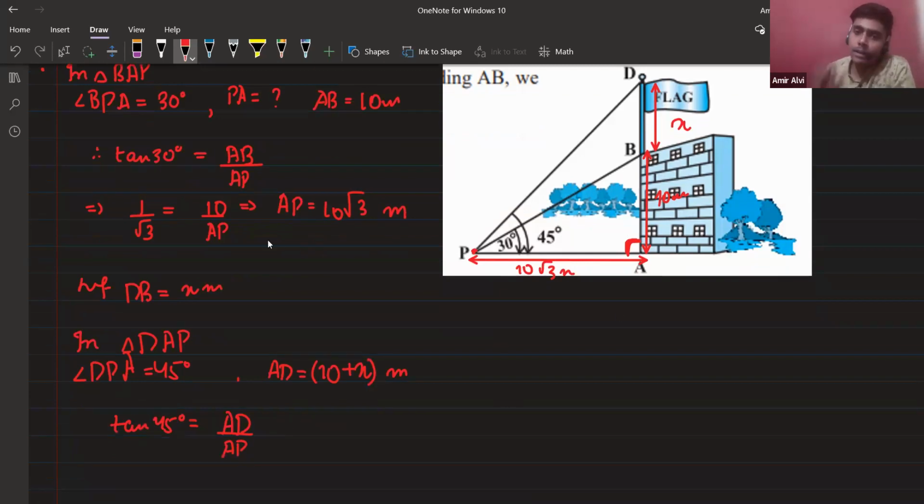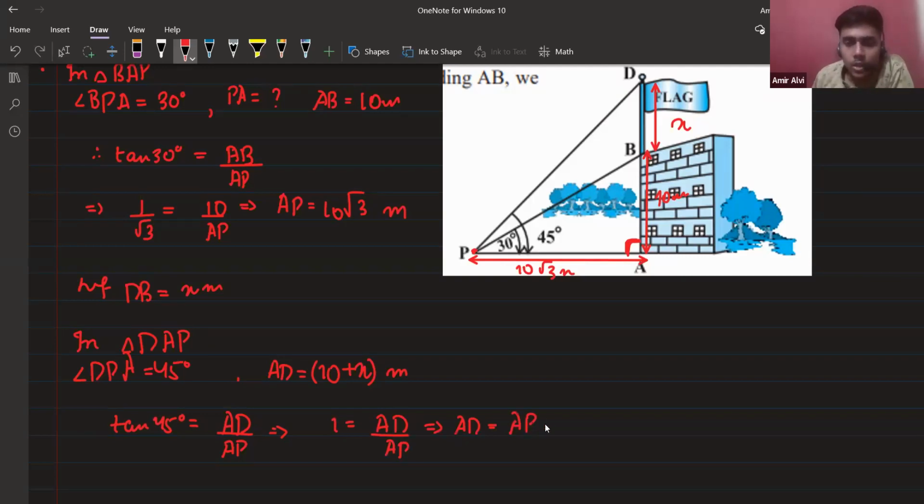The distance will be the same, no? The person is standing at the same place. Clear, everybody? So tan 45 is 1. It's 1 equals AD by AP. Yes or no? So AD will be equal to AP.